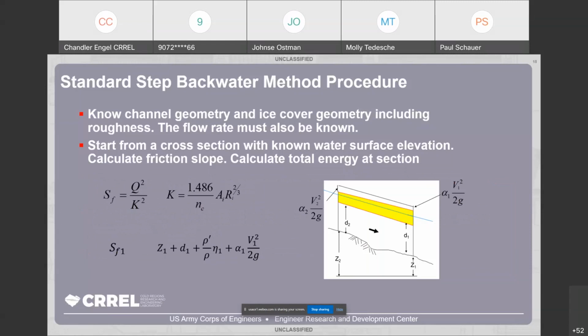We start with everything we know in the top two terms, so the friction slope and the conveyance. We'll keep the friction slope for the next step. We can calculate the total energy at the boundary condition using Bernoulli's equation, and we don't have friction head for this first step. So it's just the elevation plus a known depth of the water and the ice, plus the velocity head. That's all those Z terms there.